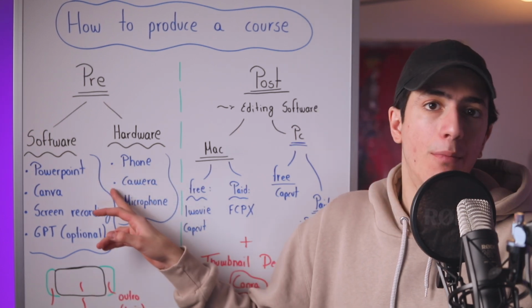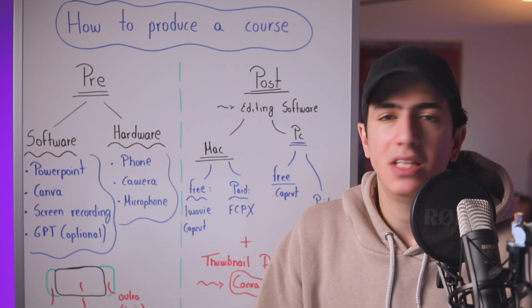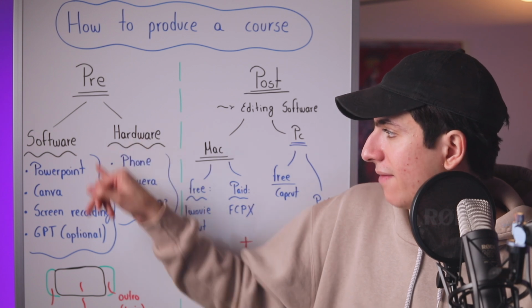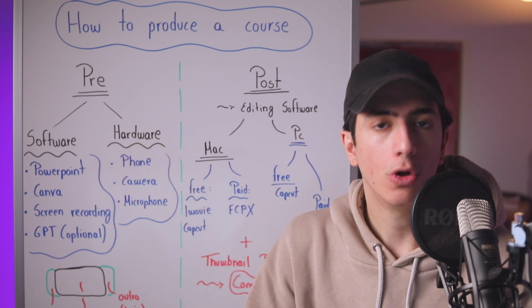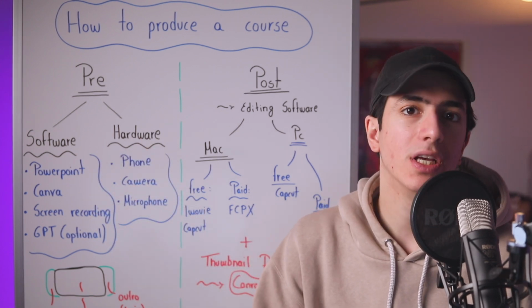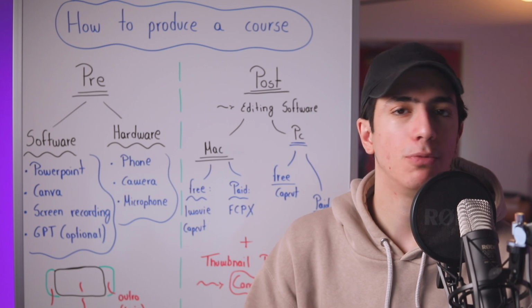You can buy a camera, like you can have a digital camera, a DSLR, a mirrorless camera. You can definitely have that. And you could also invest in a microphone. A microphone actually is the first thing that I always advise people to invest in.